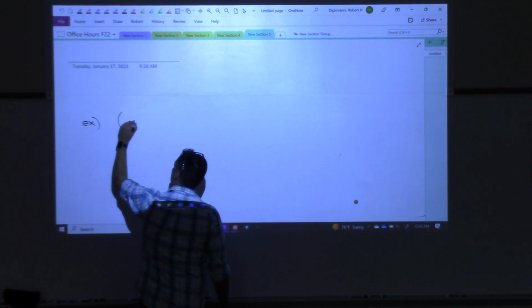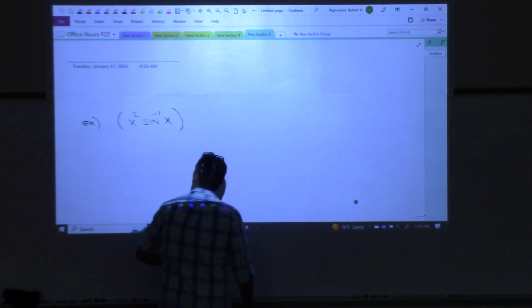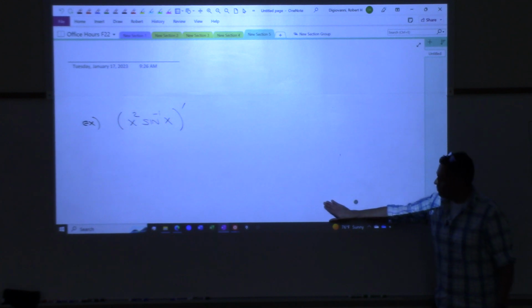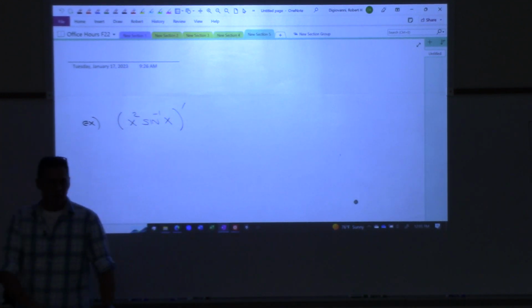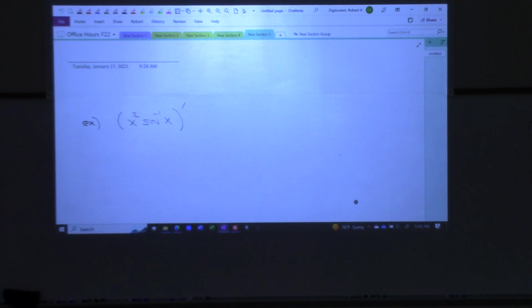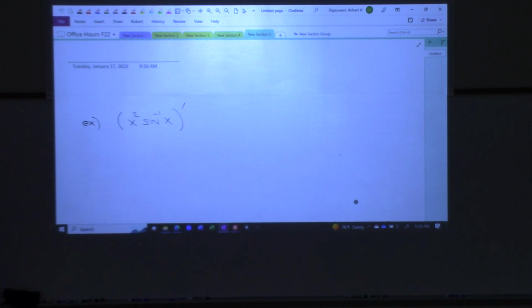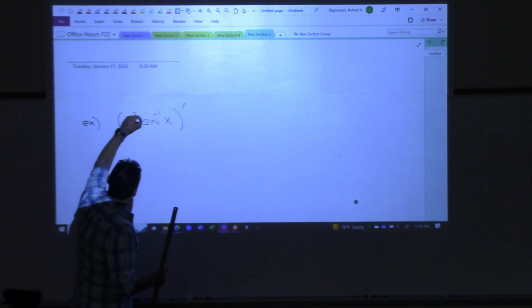Let's find the derivative of x squared sine inverse of x. You passed Cal 1, so I want you to differentiate that. In Cal 1, you have product rule, quotient rule, chain rule, right? So what rule am I going to use here? Product. Everyone see it? You have multiplication happening right there.